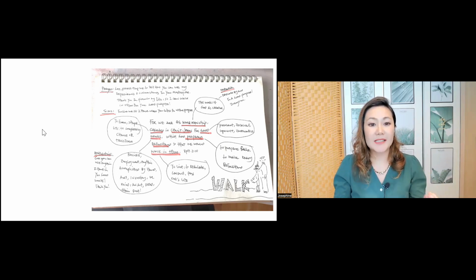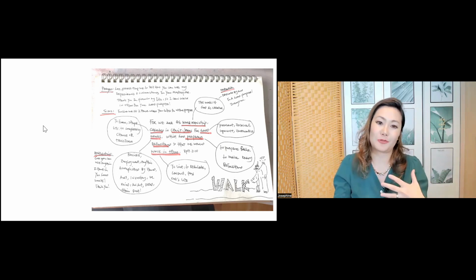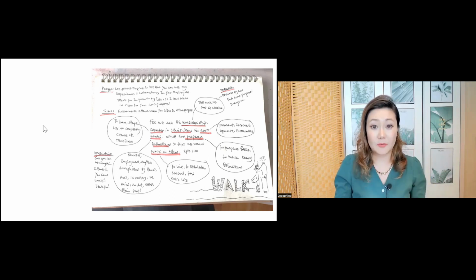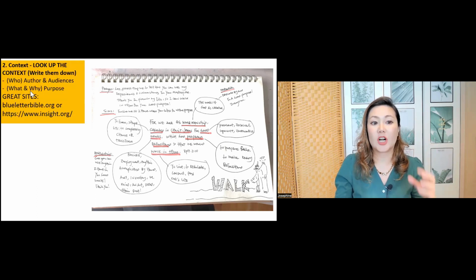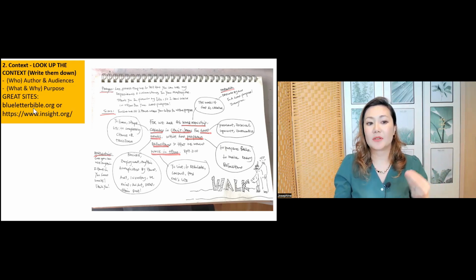And then I also asked for something optional, which is also crucial, especially if you're preparing your devotional messages in the future. You will also want to write down the context, who wrote the book, why, and what the purpose of the book being written is. So there are a few places where you can look up this information. Insight for Living is one of them, and Blue Letter Bible also. Of course, there are other websites you can look up this information.